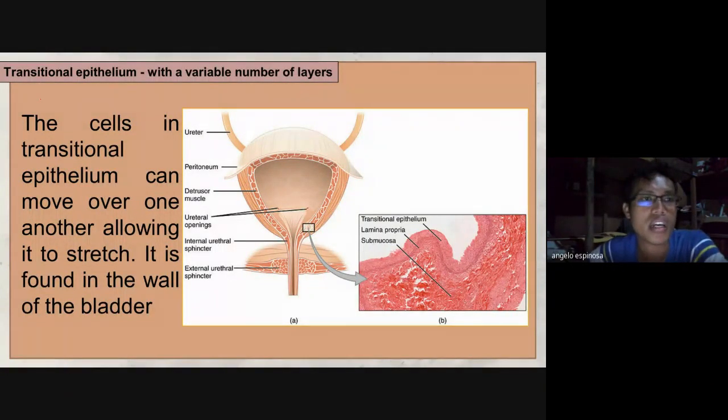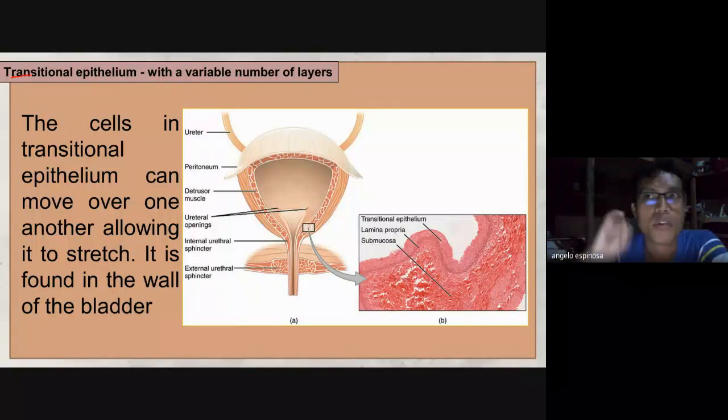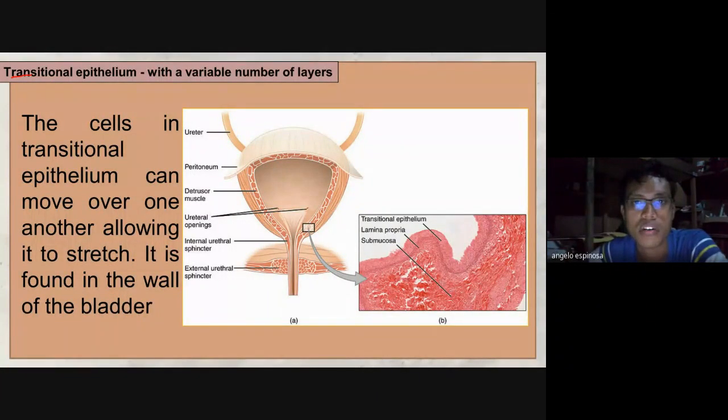We have here transitional epithelium. We have simple epithelium, and we have transitional epithelium with a variable number of layers. Many layers. The cells in transitional epithelium can move over one another, allowing it to stretch. An example is our urinary bladder, where urine is stored. This is the urinary tract, the urinary bladder, where our urine is stored.